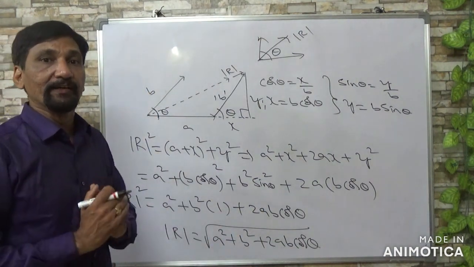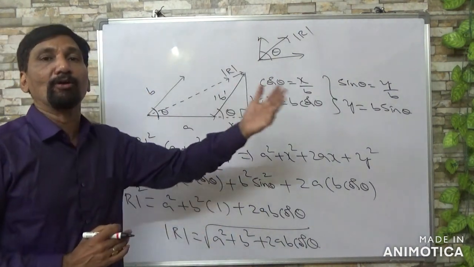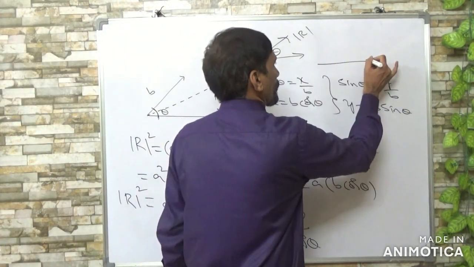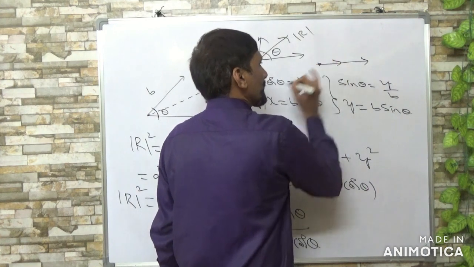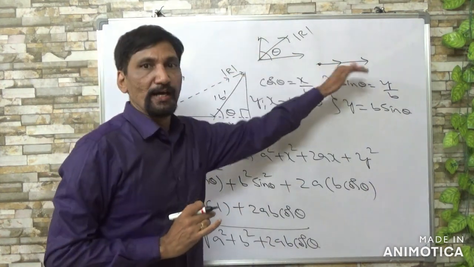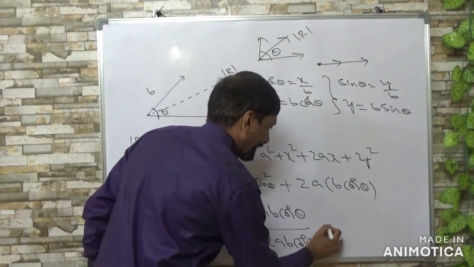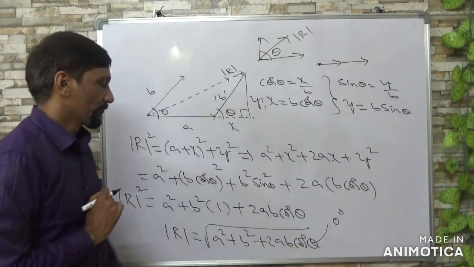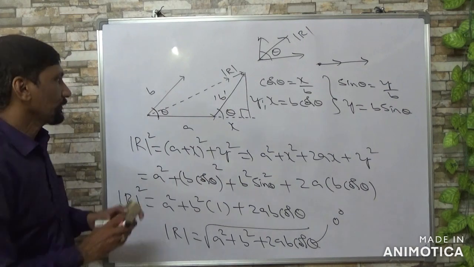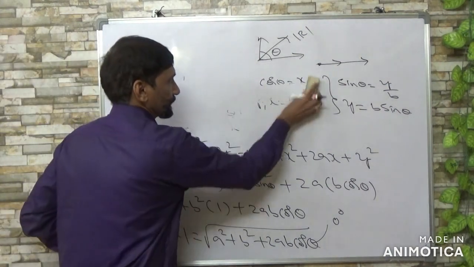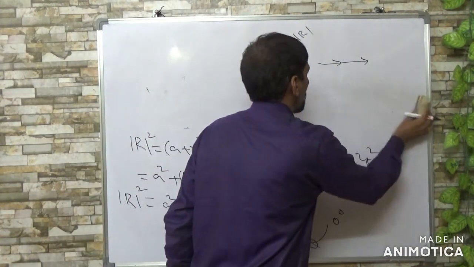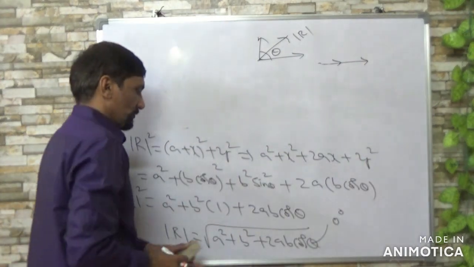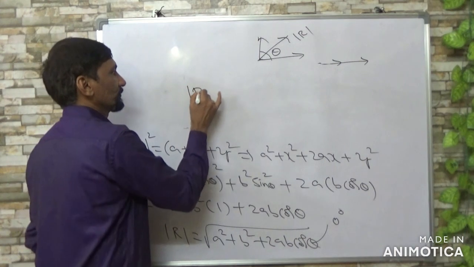So you can find the maximum resultant and also the minimum resultant. If two vectors are added in the same direction, then this angle is equal to 0 degrees. So put theta as 0. You get A square plus B square plus 2AB cos 0.